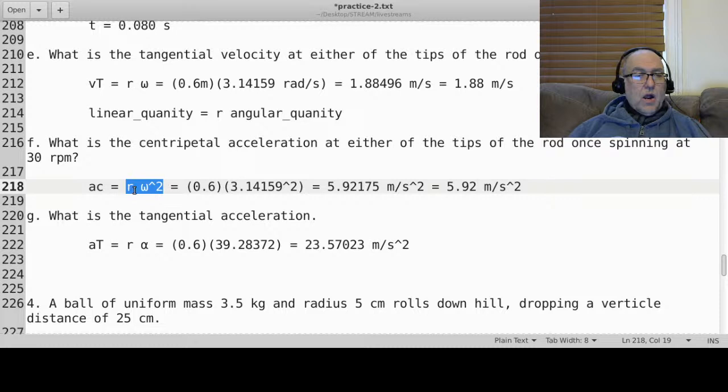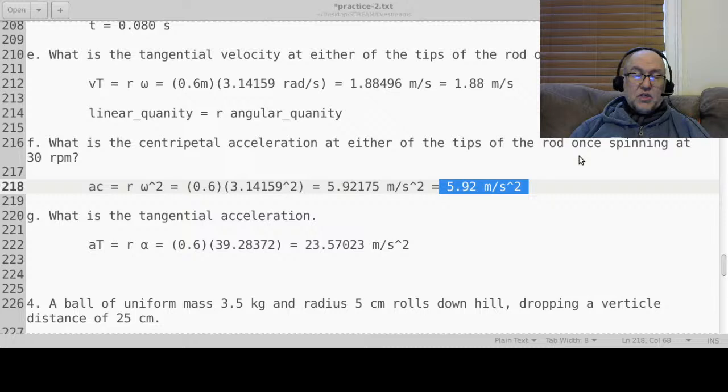So r omega squared gives you the centripetal acceleration, so 0.6 times the angular velocity squared, and in this case, it turns out to be 5.92 meters per second squared, a little bit more than half the acceleration due to gravity, right? Acceleration due to gravity, 9.8, and so this is a little bit more than half of that, all right? So a point on the tip of this bar would feel a centripetal acceleration towards the center of about half of its weight, which is significant, okay?